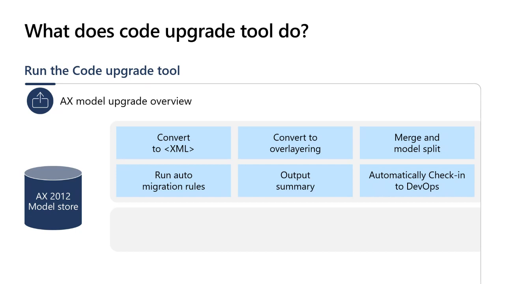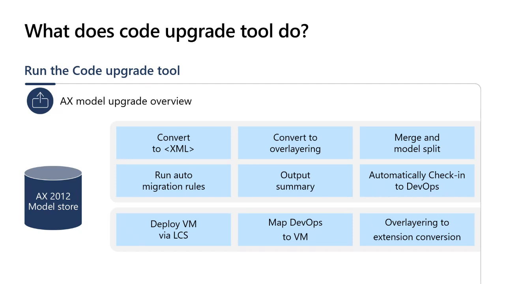Now, of course, that's not what you would typically do in the analysis phase, but just to give you an idea, if you have run this tool, what would be the next step? And that's more in the execute phase. The next thing for the developer is to deploy a VM, or a number of VMs if you are working with a team of developers, as each developer will need their own VM. You can deploy the development VMs through LCS. Then you can map your VMs to DevOps so that you can pull the latest finance and operations code, and then you start the actual overlaying to extension conversion. At that point, you are more likely conducting the code upgrade activity.